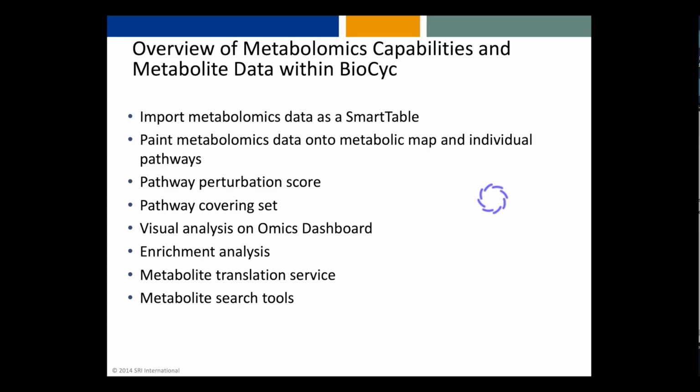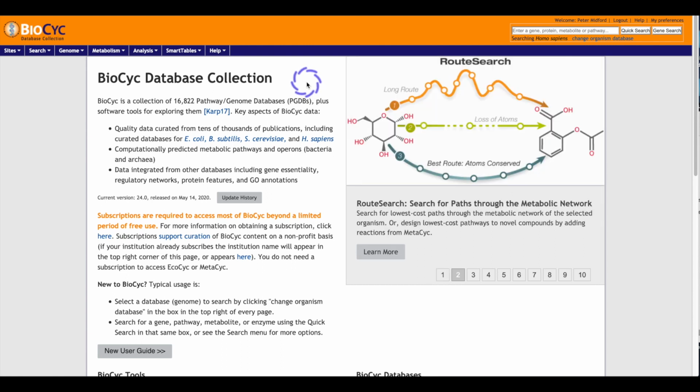In this webinar, I will be discussing importing metabolomics data in Smart Tables, painting metabolomics data onto a metabolic map, calculating pathway perturbation and activation scores, pathway covering sets, visual analysis on the omics dashboard, enrichment analysis, our metabolite translation facility, and metabolite search tools. Most of these tools are integrated with our Smart Tables facility, so we'll start there.